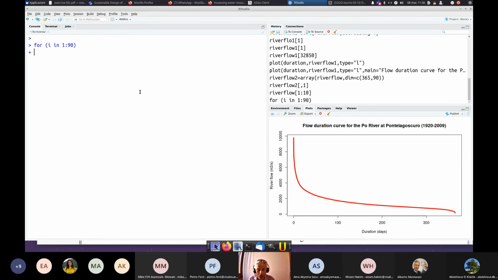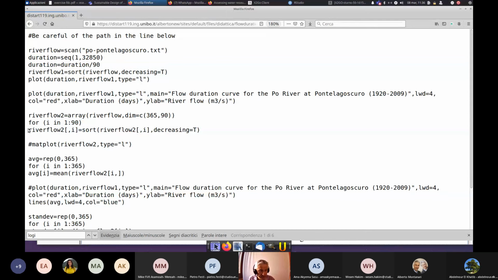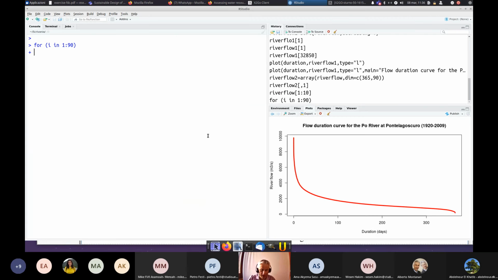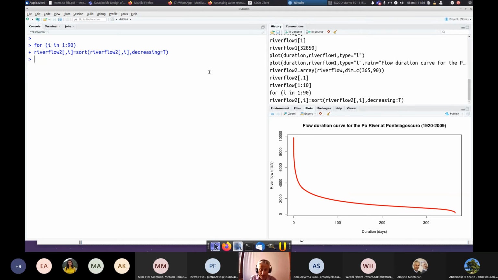So let's go back to the web page. And here is the instruction. Let me copy it and put it in R before commenting. It is a sort instruction, which is similar to the sort instruction that I did before. But you see that now I am sorting each row of the array river flow 2. And the way I change the row anytime is by identifying the row with the cycle variable I. And if I press return, this is done. I sorted all the rows of the matrix.